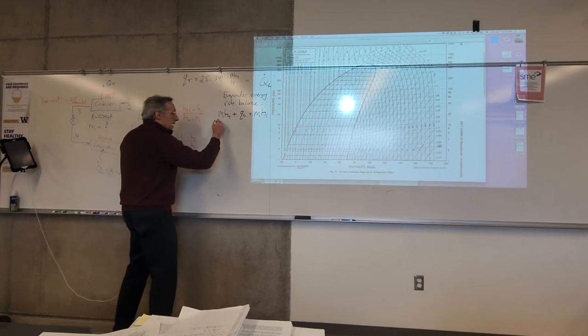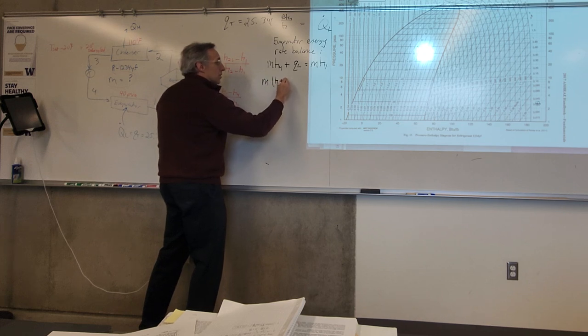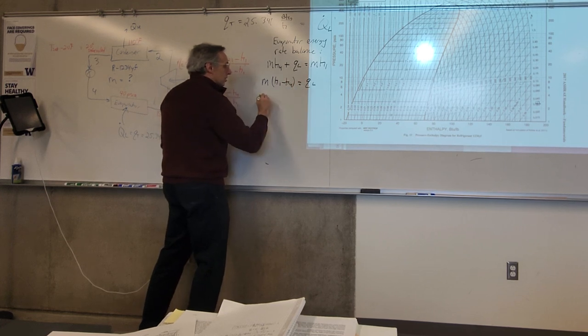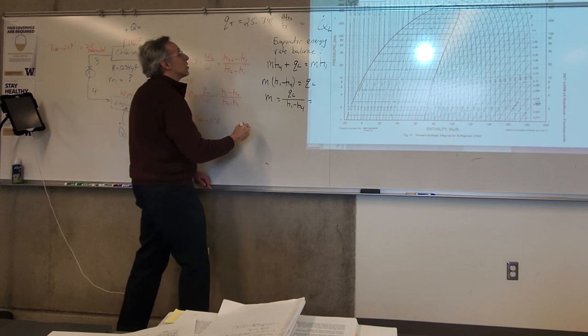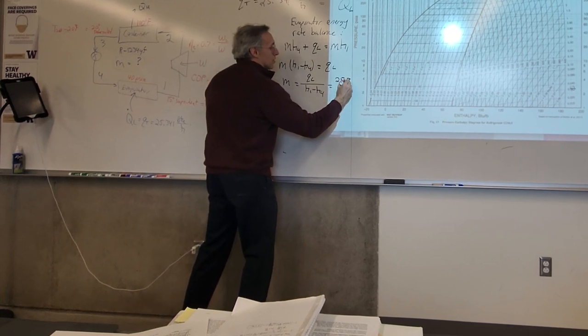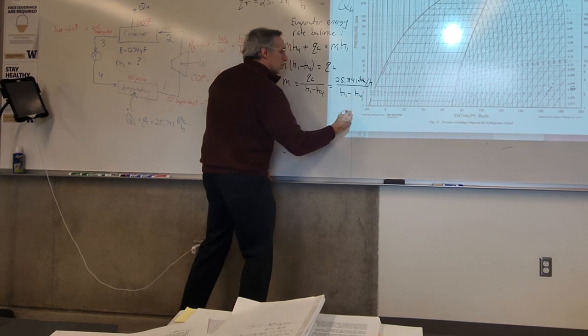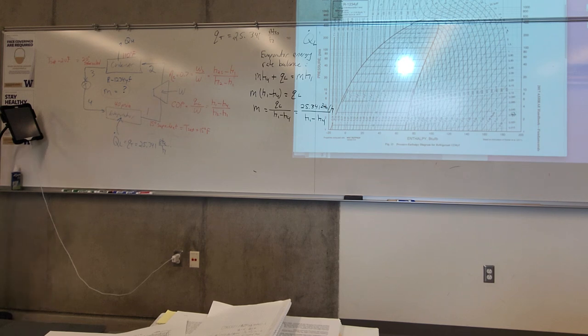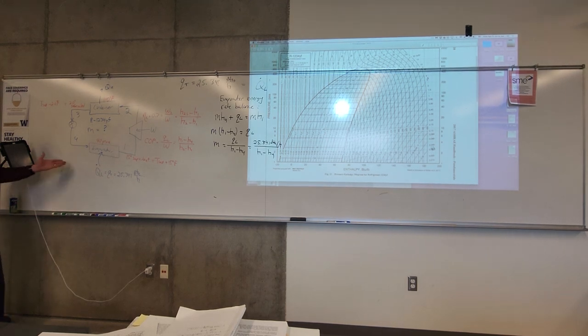And if we solve that for mass flow rate, which is what we're looking for, we've got QL over (H1 minus H4). So that's our mass flow rate. So we just have to find out these enthalpies, H1, H2, and H4, at least. And because this is a throttling process, H3 equals H4. Okay?